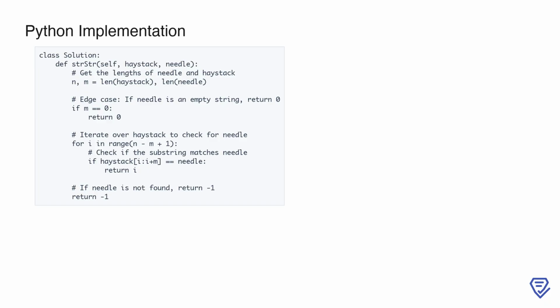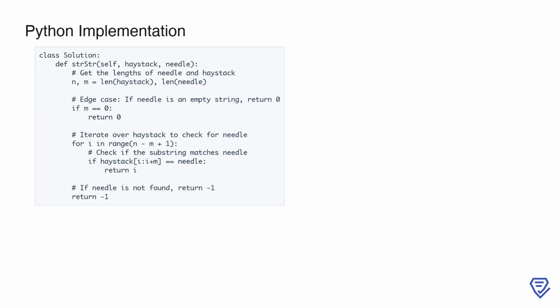First, we calculate the lengths of both haystack and needle, storing them in n and m, respectively. This helps us determine the range for iteration and check edge cases. There is a special edge case where the needle is an empty string. According to the problem's constraints, if needle is empty, the function should return 0 immediately. This is handled at the start of the function.